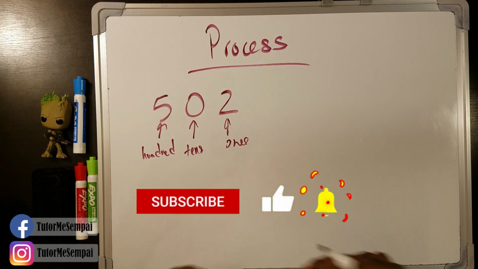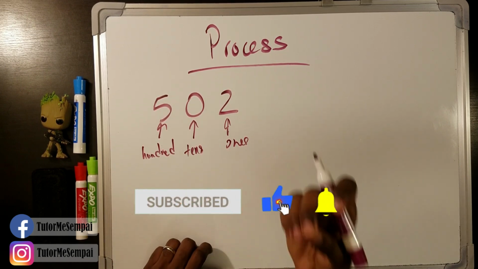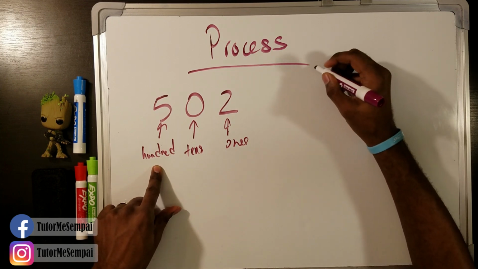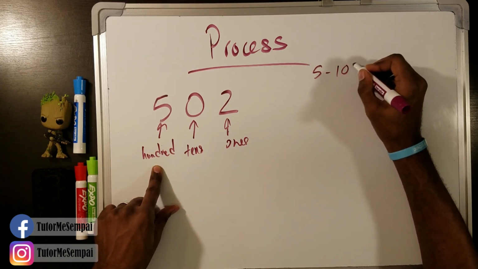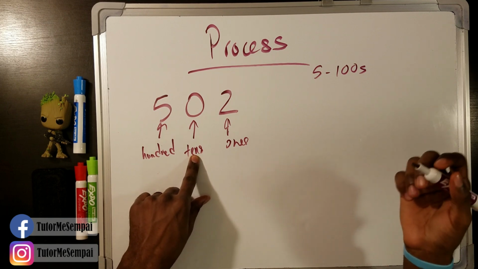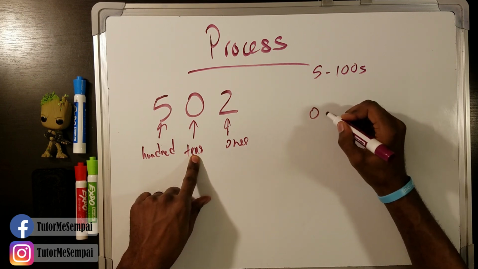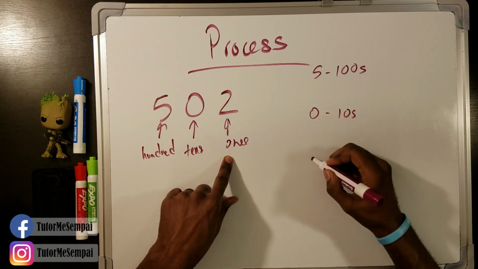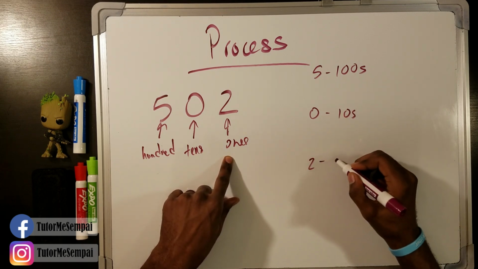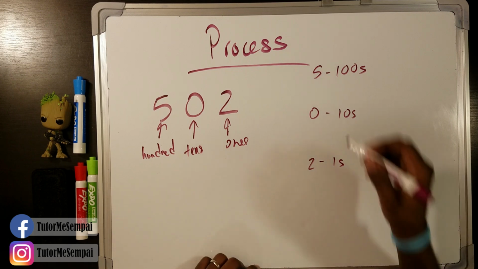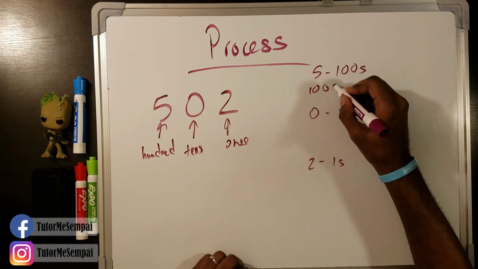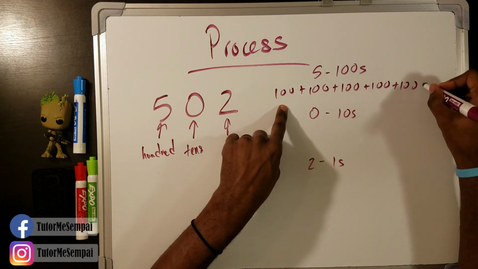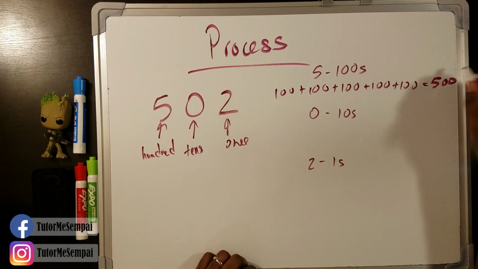Well, let's break it down just like we just did, and let's figure out what the 0 in the tens place means. This 5 in the hundreds place means we have 5 hundreds. This 0 in the tens place should mean we have 0 tens. And the 2 in the ones place means we should have 2 ones. Now, 5 hundreds, we know that to be 5 hundreds, and we can add that to be 500.